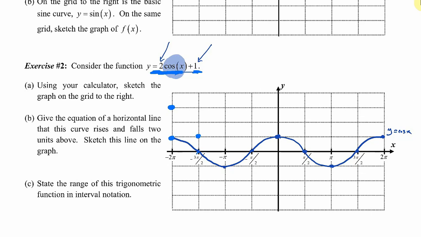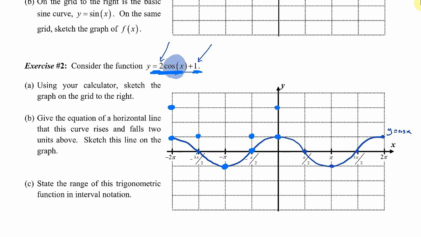At negative pi, the original y value is negative 1. Negative 1 times 2 is negative 2. Plus 1 is negative 1. So guess what? I stay right where I was. Now I'm back to this point. The y value is 0. Times 2 is 0. Plus 1 is 1. And now I am at 0, comma 1. I take the y value of 1 and I multiply by 2, and I add 1. I'm up at 3.